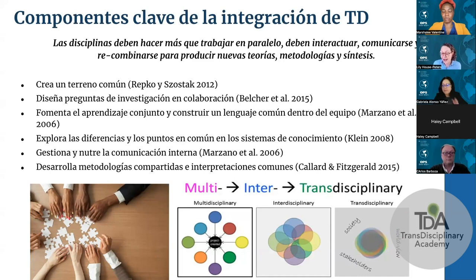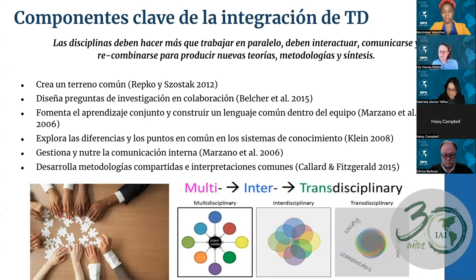And we've also found in our almost 10 years of transdisciplinary research experience that this learning together and joint work is really critical for teams to build these relationships, but also to begin to have a common language that goes beyond or across disciplines to be able to really think differently and reframe the problem. Also, exploring differences and commonalities in knowledge systems is really important. So getting to know how everybody else in the group thinks, how they know the world and how they understand the problem.